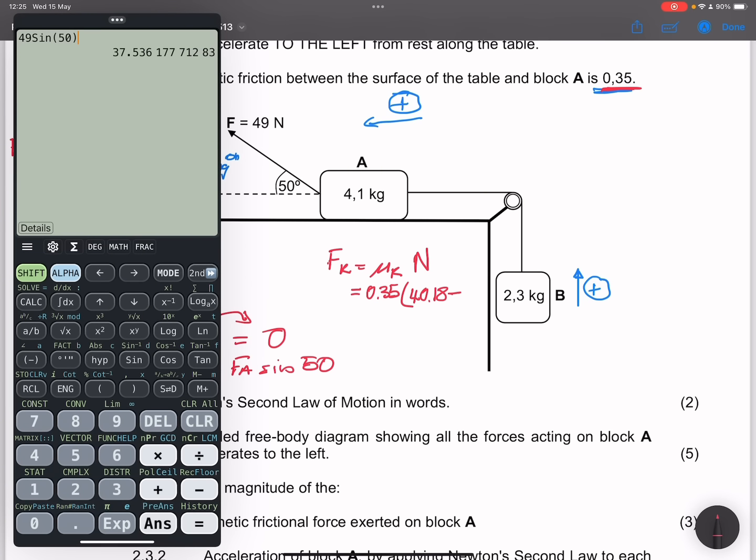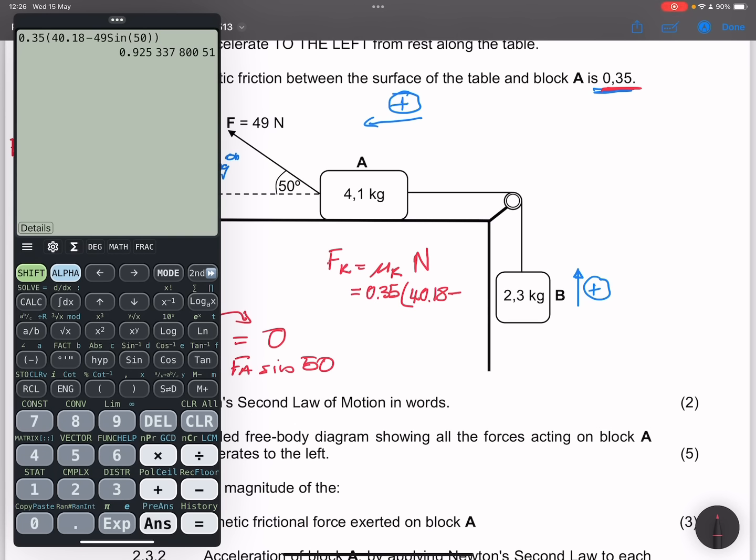Okay, all right, so I'm going to take that entire thing. In fact, we might as well just calculate that whole thing. So 0.35 into 40.18 minus 49 sine of 50 degrees. Okay, right, I get a force of, so friction, in this case, is this correct though?